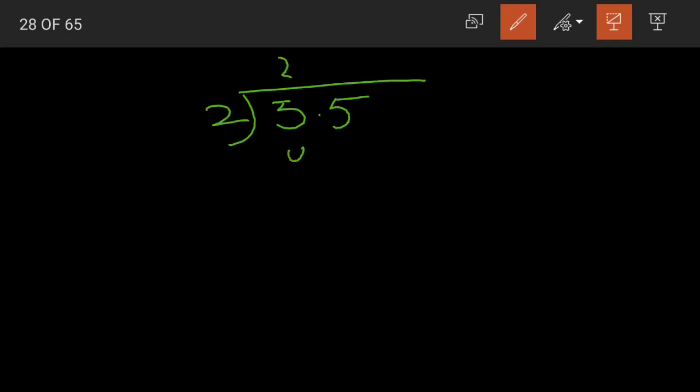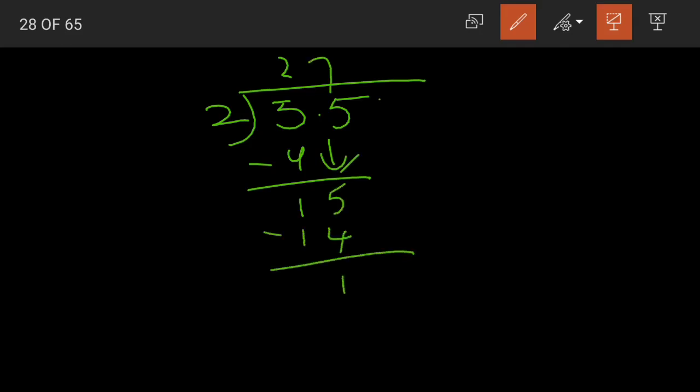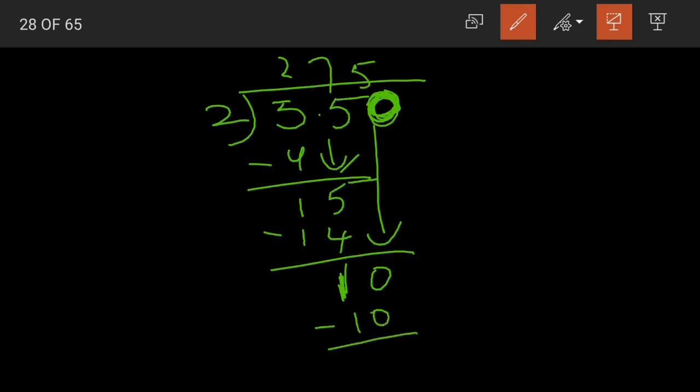We have 2 2s are 4. When we subtract, 1 is remaining. 5 brought down. 2 7s are 14. When we subtract, 1 is remaining. Do you remember, children? We can put as many zeros as we want after the decimal point. So to get a proper remainder here, 0 as the remainder, I have placed 0 here. Again, if you bring 0 down, we have 2 5s are 10. When we subtract, 0 is our remainder.